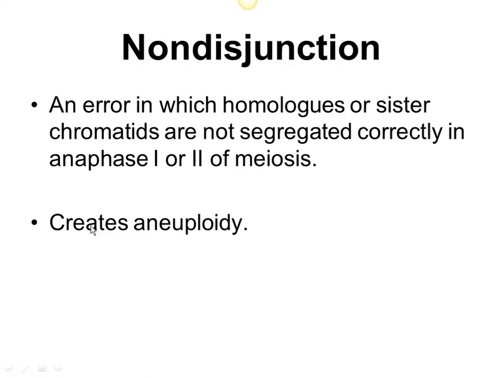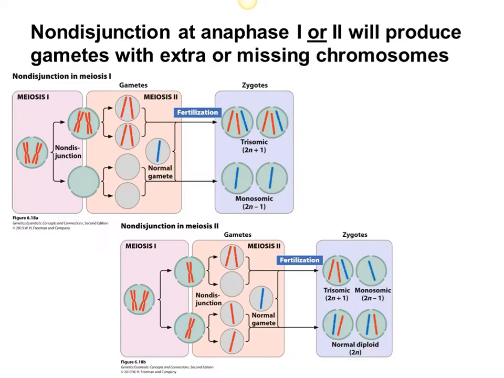Now, how aneuploidy is created is through an event called nondisjunction. Nondisjunction typically is going to happen in meiosis, although we'll also look at how it can happen in mitosis. But in meiosis, nondisjunction is an error in which either homologs or sister chromatids are not segregated correctly. So we're specifically talking about nondisjunction at anaphase 1, for example, where homologs are not correctly segregated.